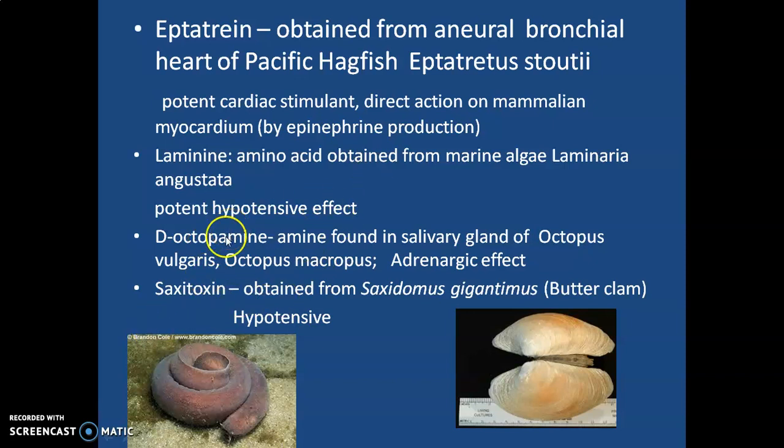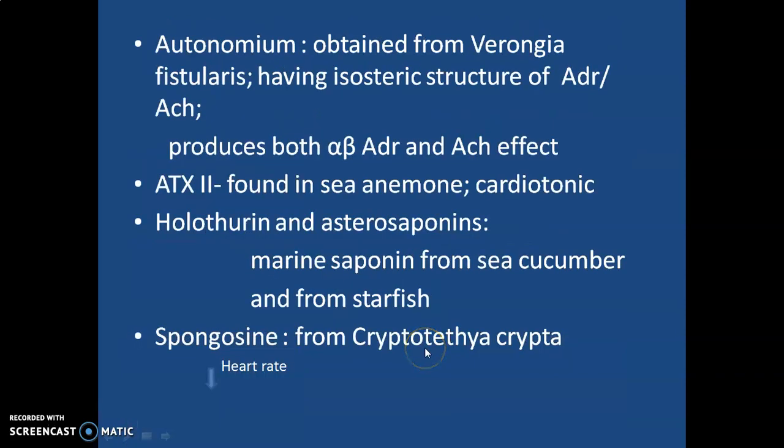Next is obtained from the octopus: D-octopamine, an amine found in the salivary gland of Octopus vulgaris and Octopus macropus. It shows an adrenergic effect on the cardiac muscle. Saxitoxin is another compound, obtained from the butter clam, Saxidomus giganteus. It shows a hypotensive effect by selective sodium channel blocking.